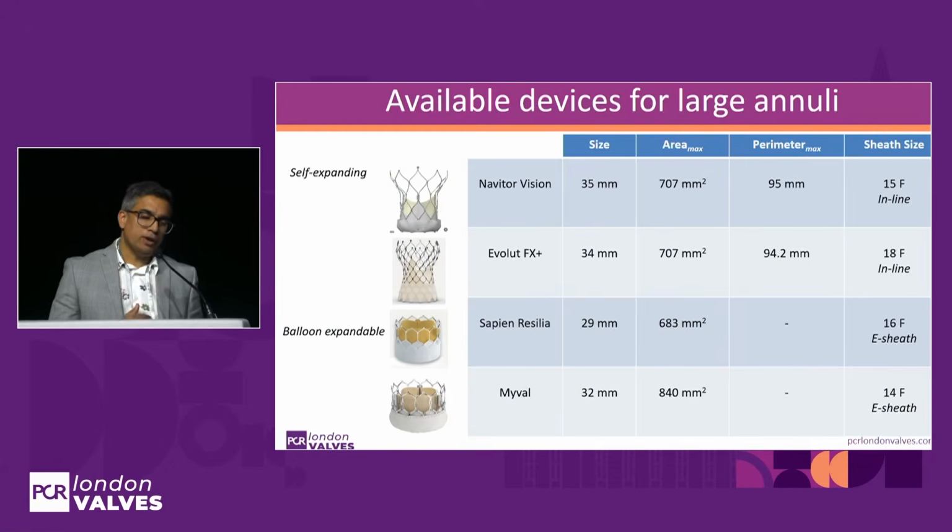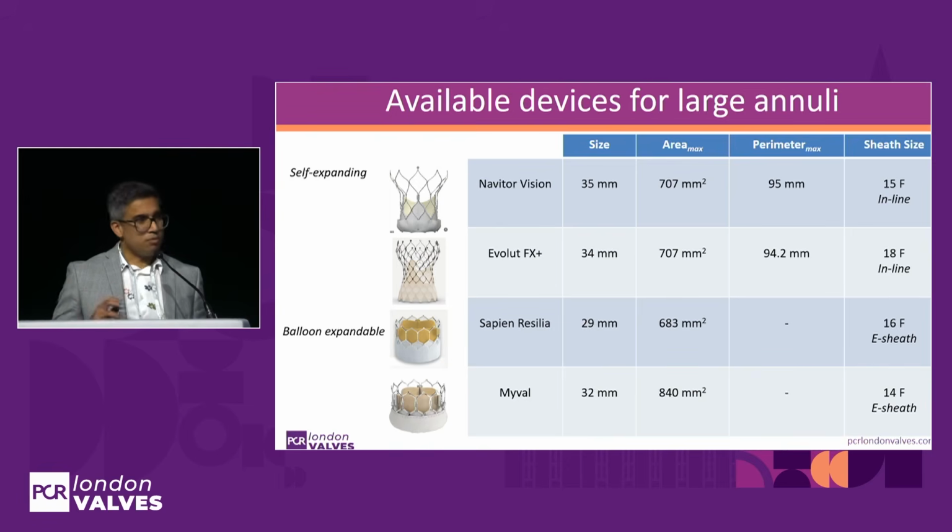Sure, thank you. So, thankfully these days, we're kind of spoilt for choice for treatment of large annuli. If you look at the available platforms, from the self-expanding valves, Navitor and Evolut, on paper they treat a very similar perimeter and annular profile. And then the balloon expandable valves, slightly smaller area, although obviously most of us are very comfortable going to much larger areas with overfilling. And of course there's the Myval, which comes in sizes up to 32, which can treat extremely large annuli as well.